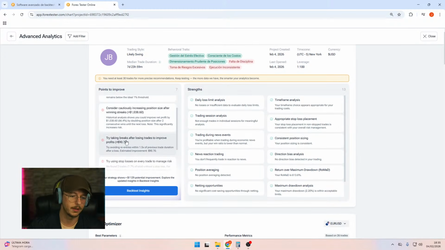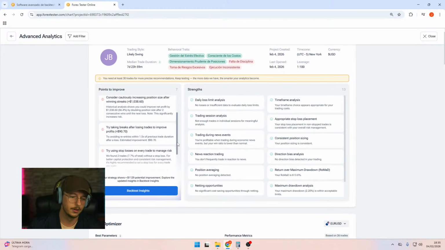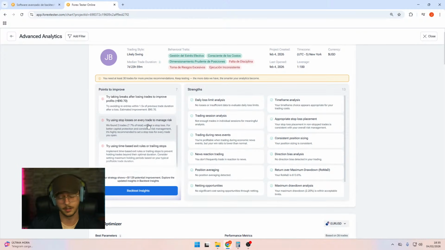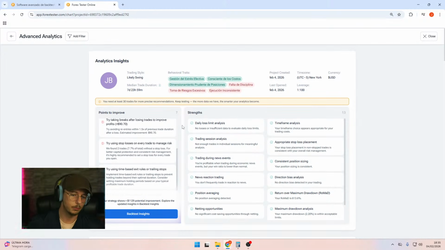And as well, try taking breaks after losing trades. Try using stop losses on every trade to manage risk. And try using time-based exit rules or trailing stops. Guess what? That's what we got on the exit optimizer. And one thing that I like to do is only use 1 or 2 recommendations from the analytics insight to not make it too complicated, okay? Because sometimes we can mix too many things and that can mess up the strategy as well.